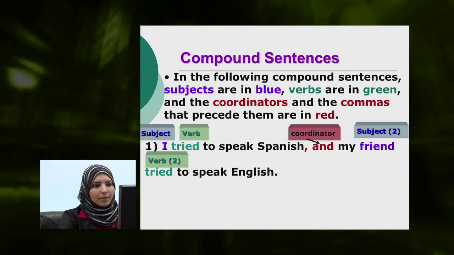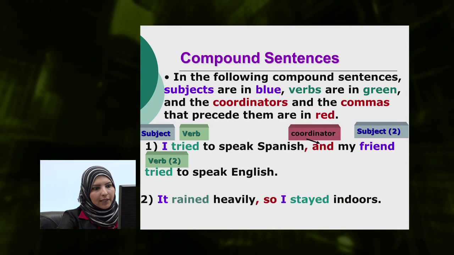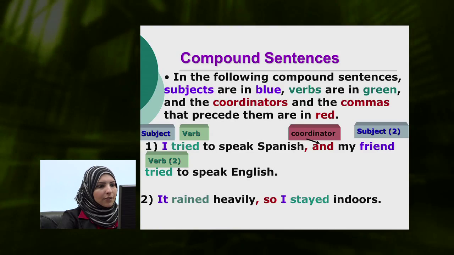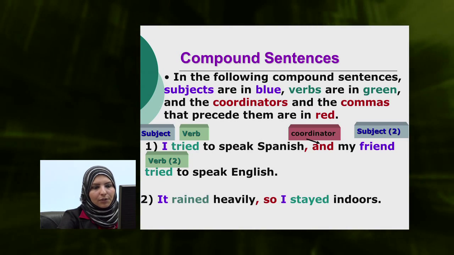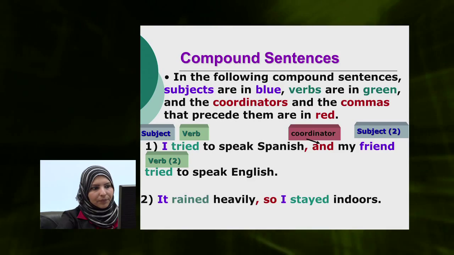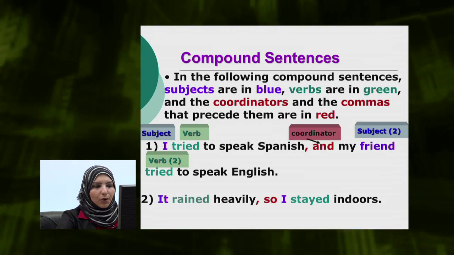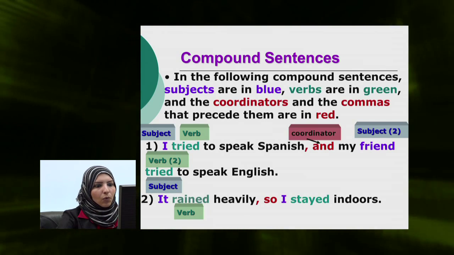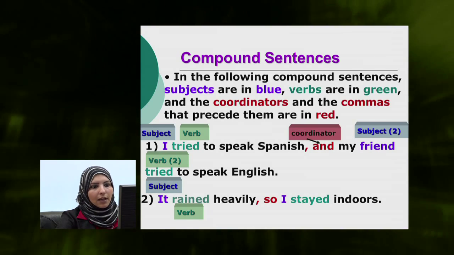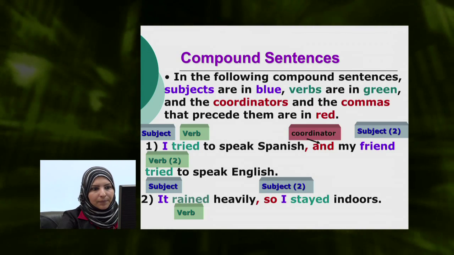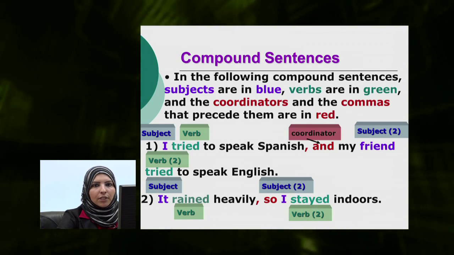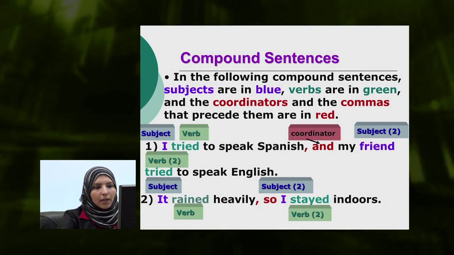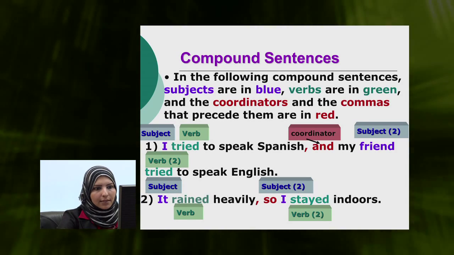The second compound sentence is, it rained heavily, so I stayed indoors. The first clause is, it rained heavily, while the second clause is, I stayed indoors. The subject in the first clause is it, and the verb is rained, while the subject in the second clause is I, and the verb is stayed. The two clauses are joined by a joining word, which is so. This word shows or indicates result.